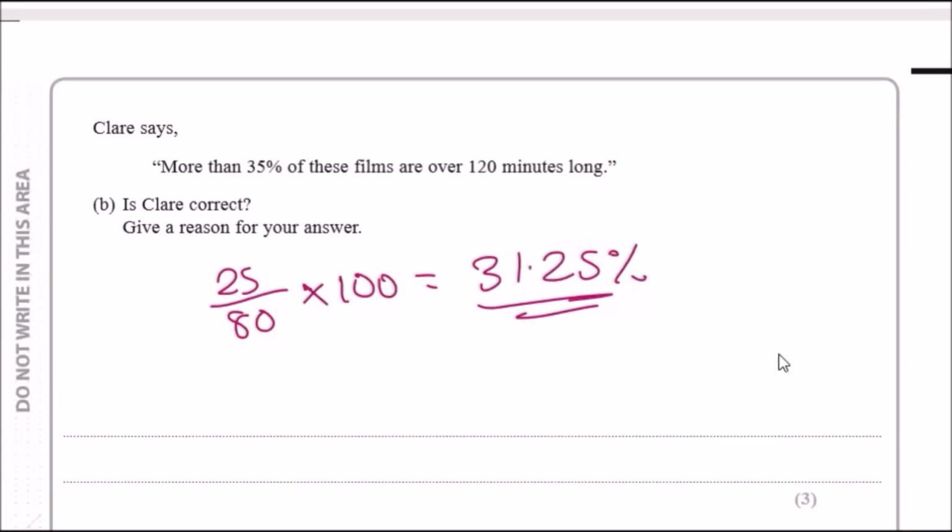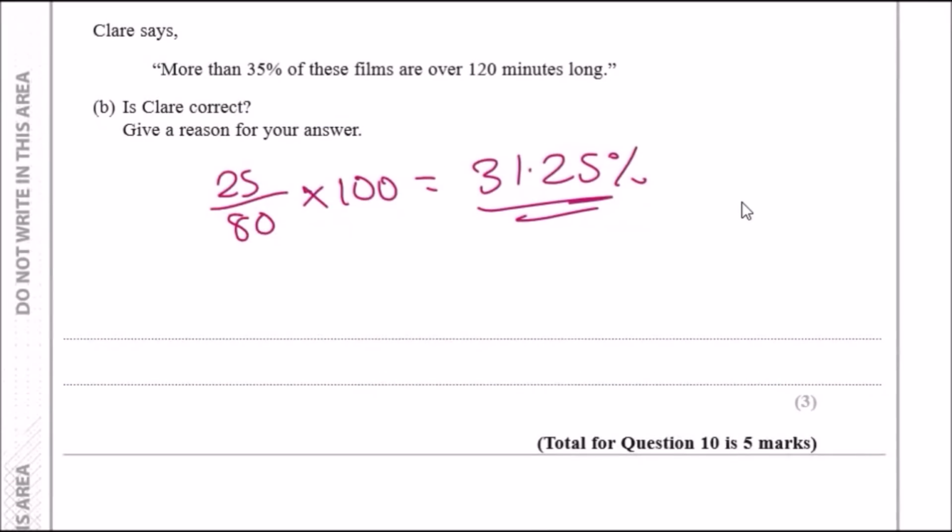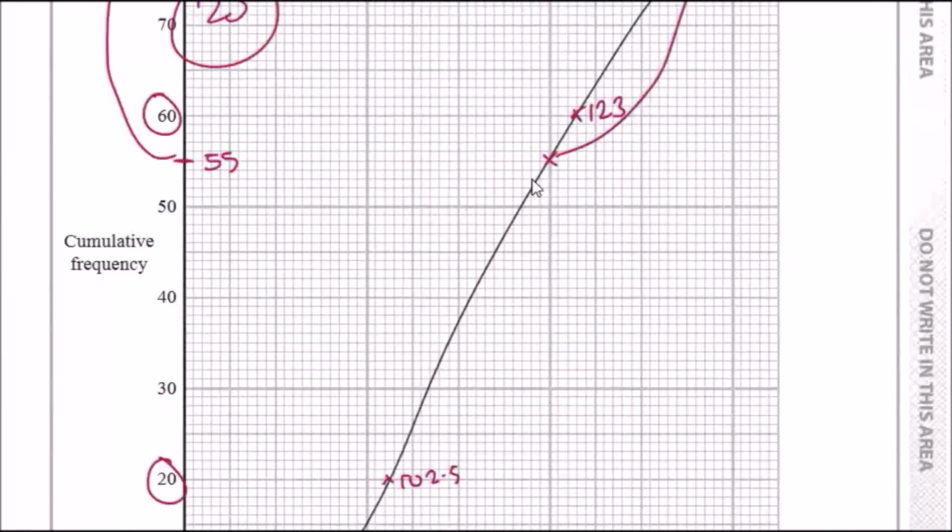So is Claire correct? No, because only 31.25% of these films are over 120 minutes long. So the answer is no, because of this. Yeah, so that's it. So that's this question done.